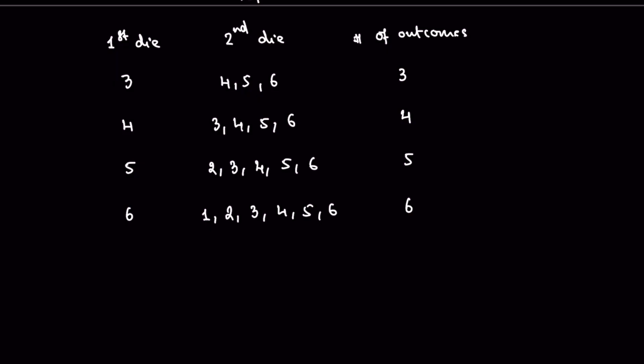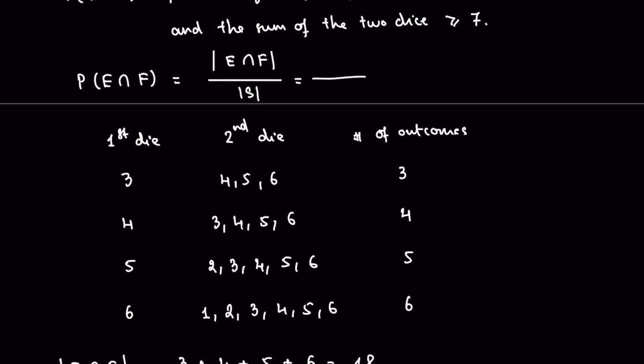So in total, the number of desirable outcomes is going to be 3 plus 4 plus 5 plus 6, and this is going to be equal to 18. So the numerator is going to be 18, and the denominator is the total number of possible outcomes, which is 6 times 6, because on the first die there are 6 different choices, and on the second die there are also 6 different choices. Therefore, the number of total possible outcomes is going to be 6 times 6 equal to 36. So you get 18 divided by 36.